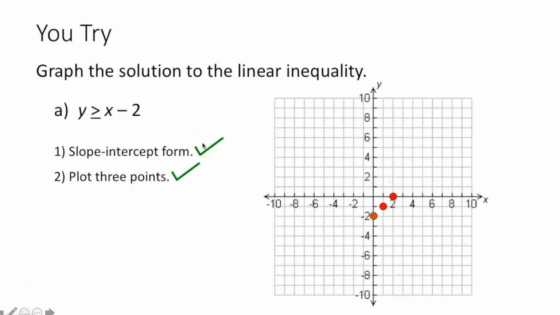Then we decide, are we going to draw a solid or a dashed line? Well, because there is an equal sign underneath the inequality symbol, we are going to draw a solid line going through those 3 points. That's also why we shaded each of these points in. We didn't have open circles.